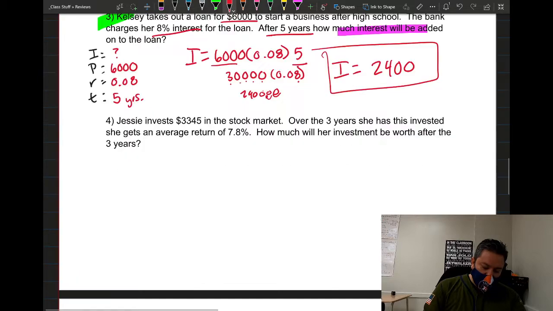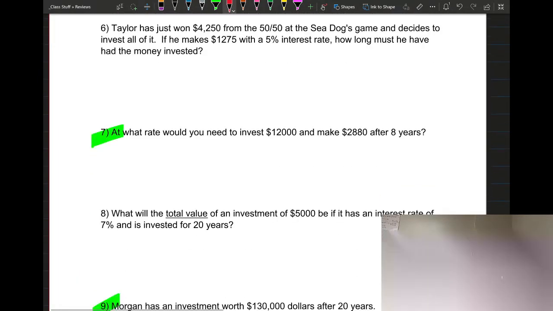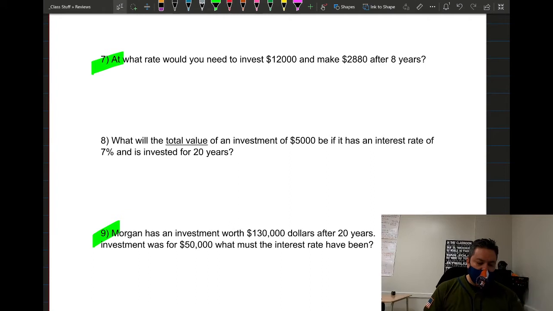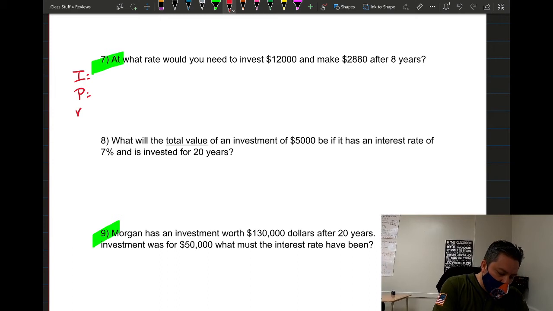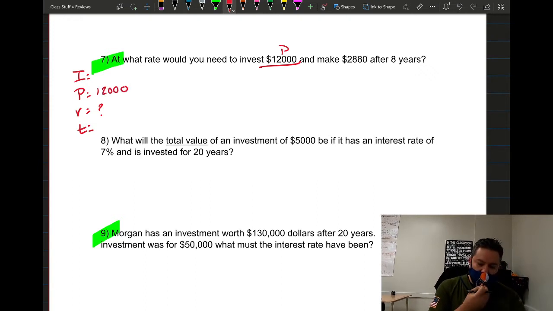All right, the rest of them are similar. We're going to go back to the next page and we're going to do 7 and 9. Again, we're going to label it I, P, R, T. The question says, at what rate? So we're looking for the rate. I don't know. Do you need to invest $12,000? That's my principal. To make $2,880 in interest after 8 years.